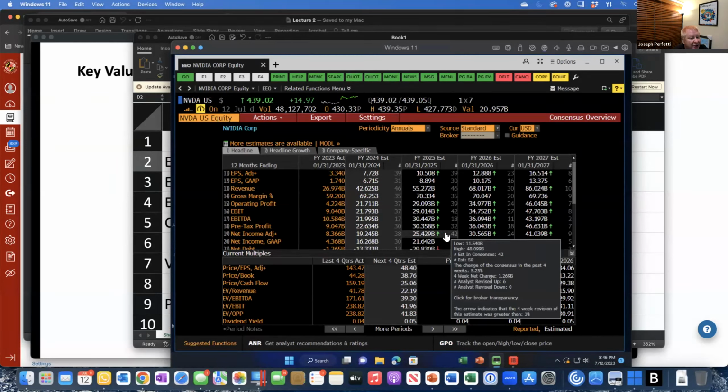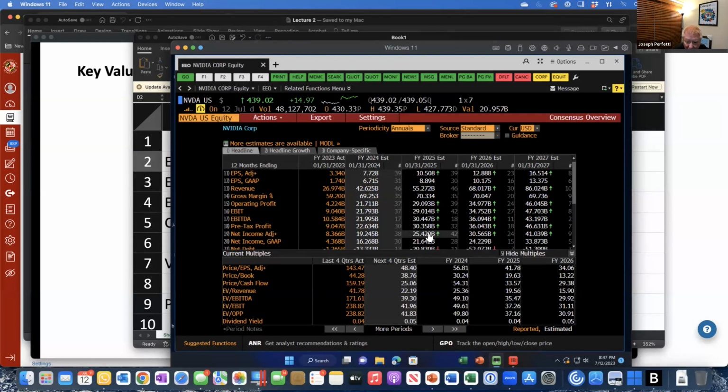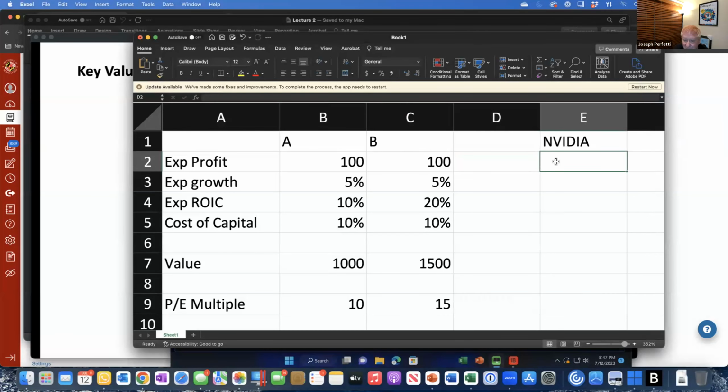You might say, why is he using 2025? Two answers. Answer number one, forward multiples are more predictive of a company's value than historical multiples. You're worth the sum of your future cash flows. You're not worth the sum of your historical cash flows. So I care more about your future earnings than the historical earnings. What's going to drive NVIDIA's value is not what they made in 2023, it's what they're expected to make in 2025. Right? So $25,429 million.